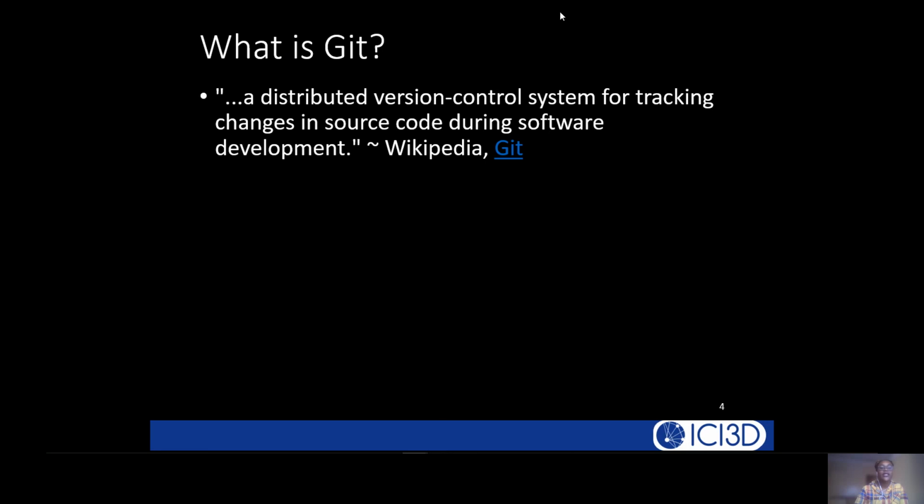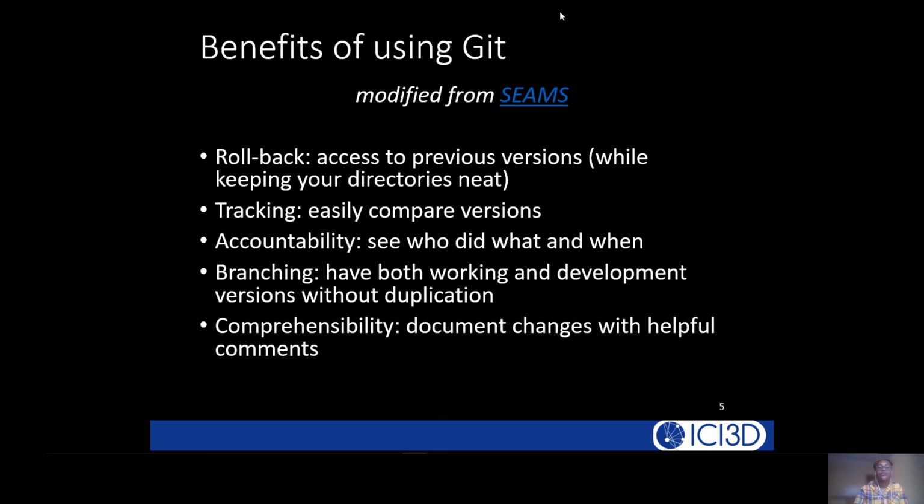Then in the same sense, what is Git? Git is a distributed version control system for tracking changes in source code during software development, right? It is designed for coordinating work among programmers, but it can be used to track changes in any set of files. So what then are the benefits of using Git?